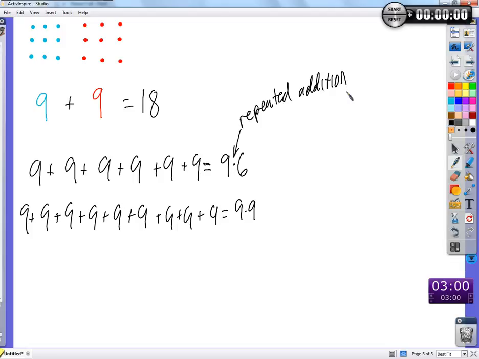Well, what if I want to do 9 times 9 times 9 times 9 times 9? Now we're running into the same problem. We're writing multiples of 9 over and over. So how do we represent that? 9 to the fifth power. So multiplication is repeated addition.